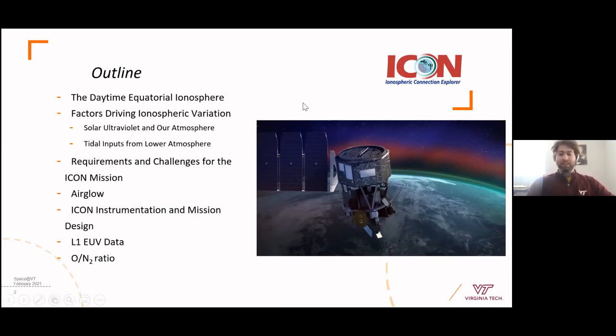So what we're going to do is break it down into three parts, starting with talking about the upper atmosphere and the ionosphere as a whole, and maybe why we're interested and what we're interested in studying. Next, we'll take a look at how we're going to study those things with ICON. How will ICON allow us to get the data that we want? And then finally, we're going to look at the research that I've been working on, which is not necessarily related to the main science goals of ICON, but we'll get there when we get there.